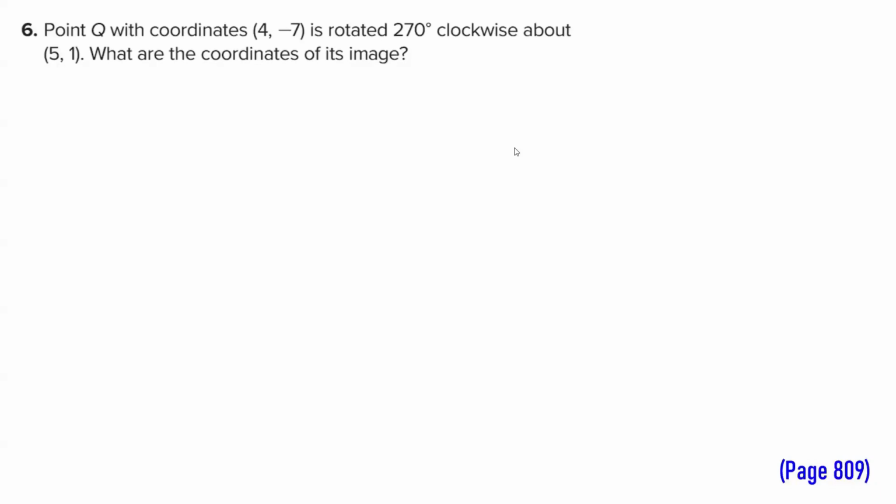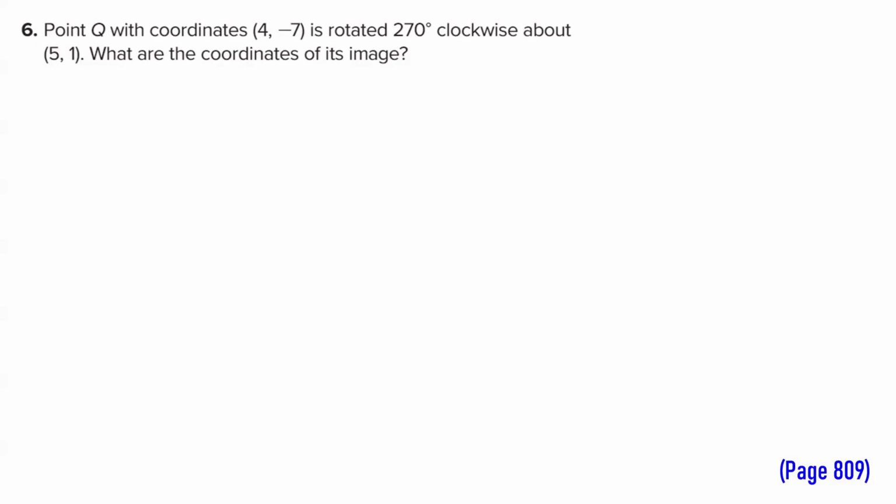I will start with this question. Point Q with coordinates 4 and -7 is rotated 270 degrees clockwise about the point 5 and 1. What are the coordinates of its image?